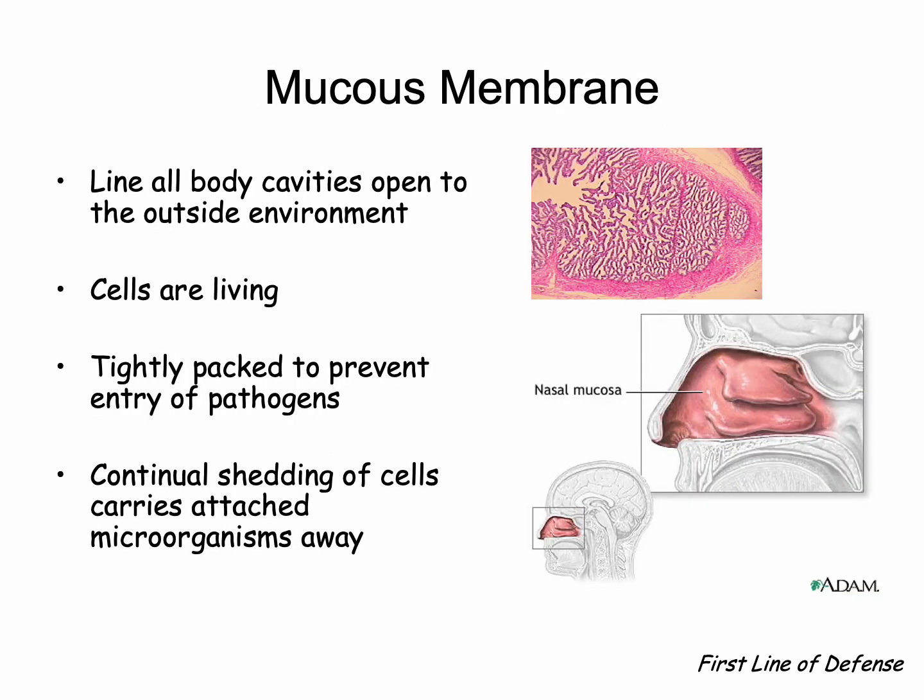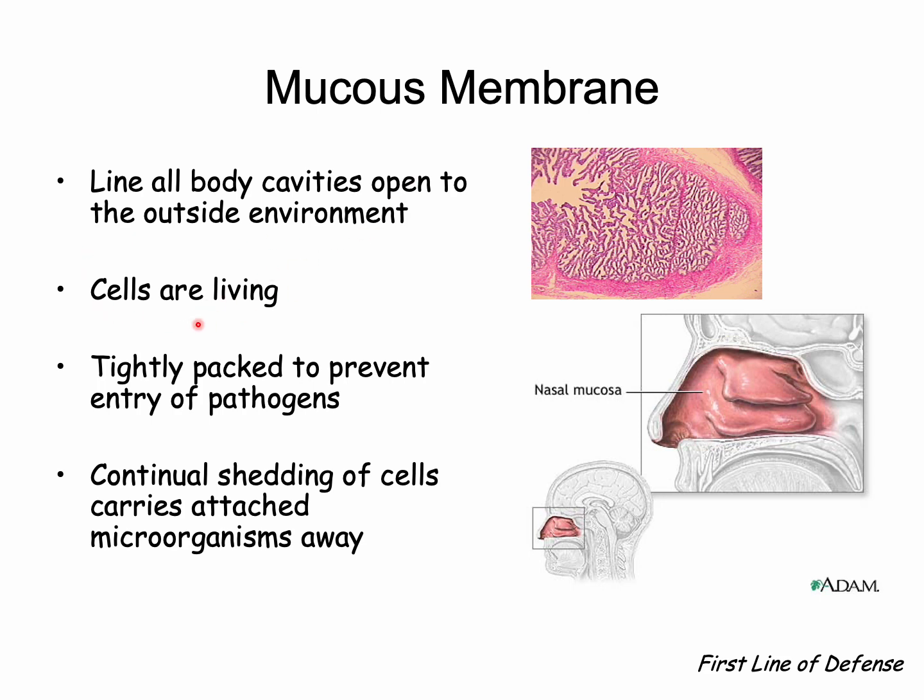Now we're still talking about the innate immune system, and we're still talking about the first line of defense, all right? So we talked about skin, and now another first line of defense is our mucous membranes. Our mucous membranes are going to line all of our body cavities that are open to the outside environment. So think about your digestive tract, and your nose, your respiratory tract, they're all lined with mucous membranes.